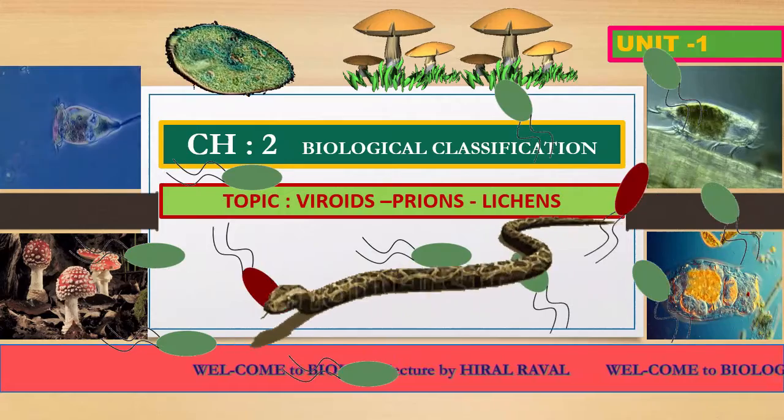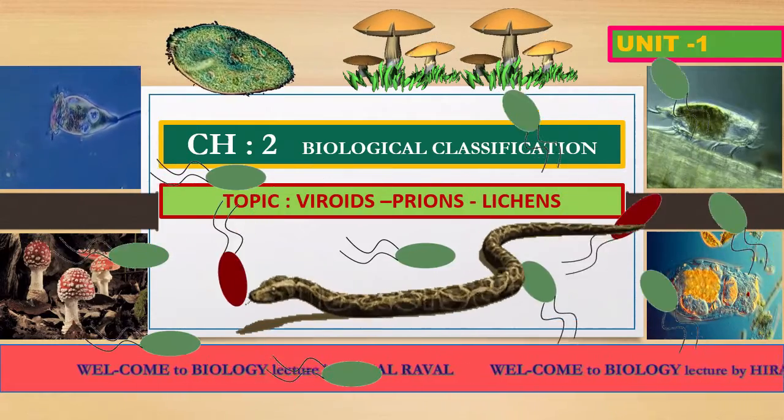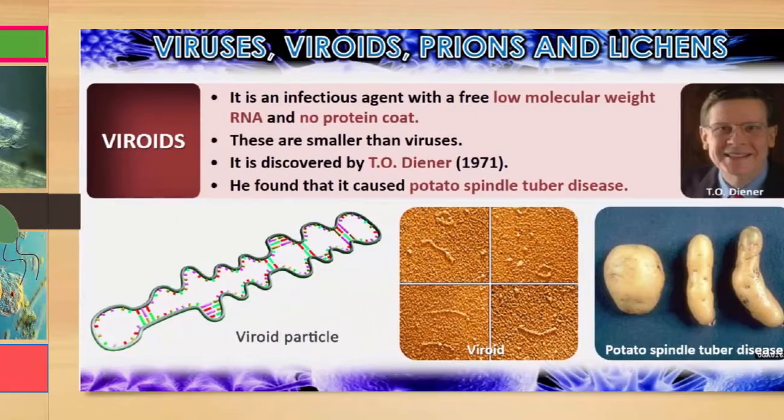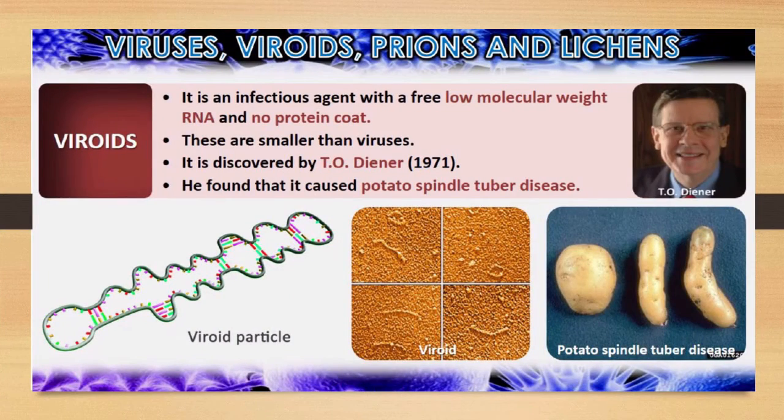Hello students, today we are going to discuss three short topics, and that is viroids, prions and lichens. So first of all, let me go through viroids. So what are viroids?